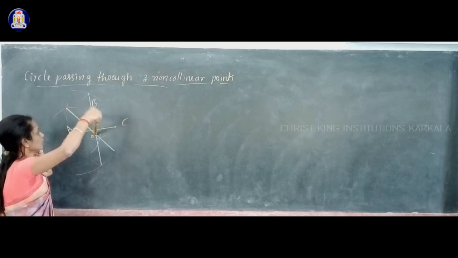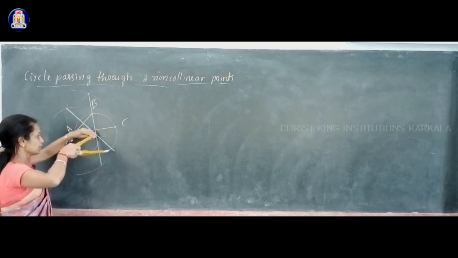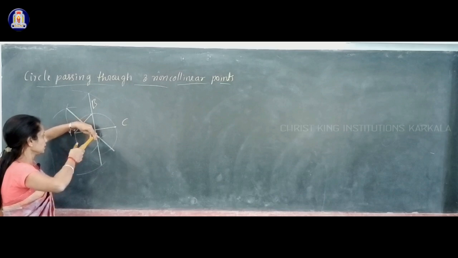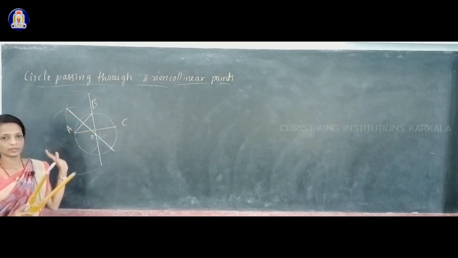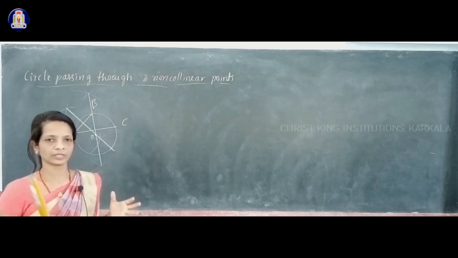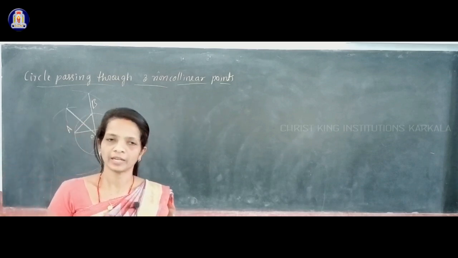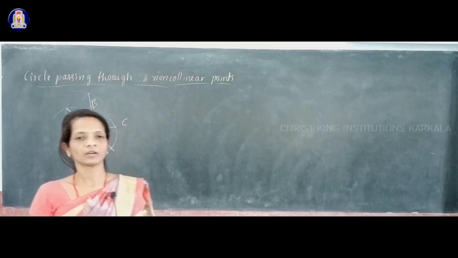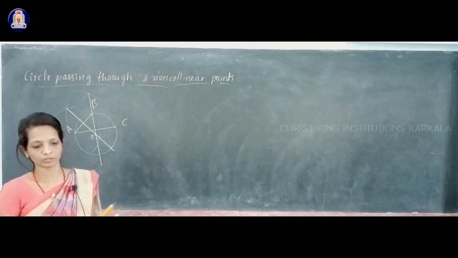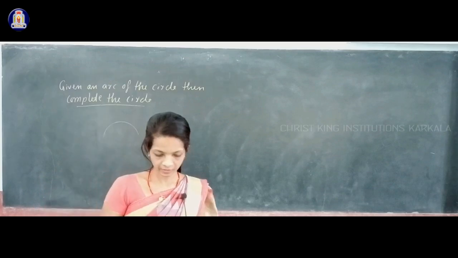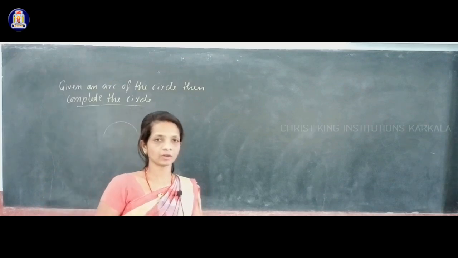Now you draw a circle. That circle will pass through all these three non-collinear points. You can see, if you draw exactly what I explained, then you will get a circle which is passing through those three non-collinear points. Okay, thank you. Next, suppose you are given an arc of the circle.